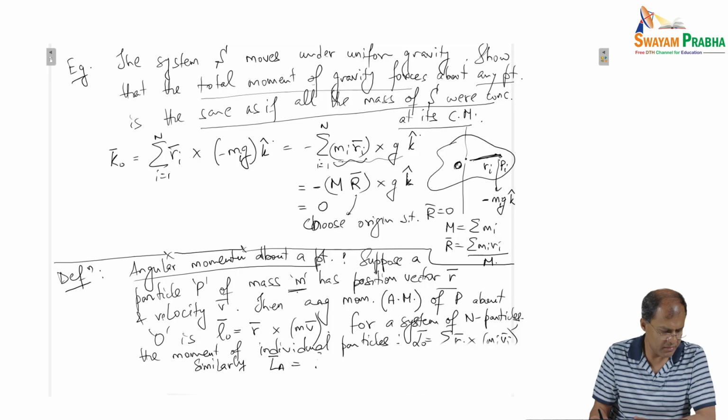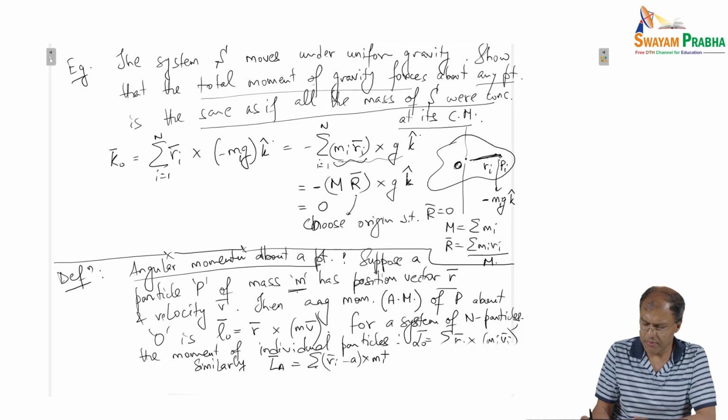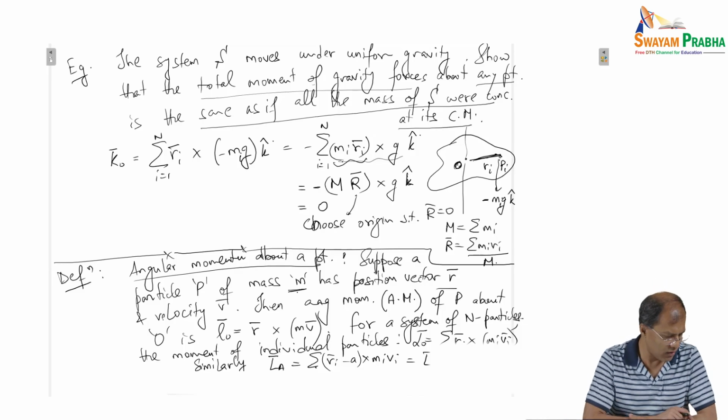So this is going to be the summation of (R_i minus A) crossed with m_i v_i, and we can write this as L_O minus A cross P, where A cross P is the contribution of the particle which is taken as the reference, and P is the linear momentum. It's the linear momentum of the reference particle. Okay, so that is what we have.